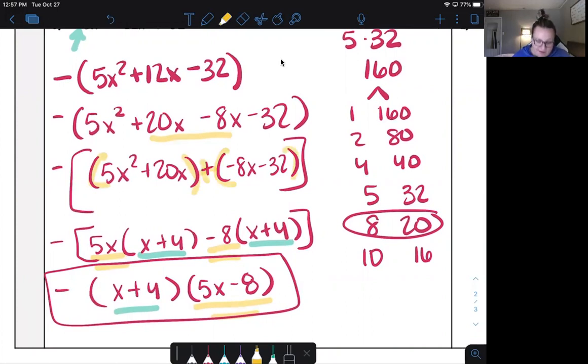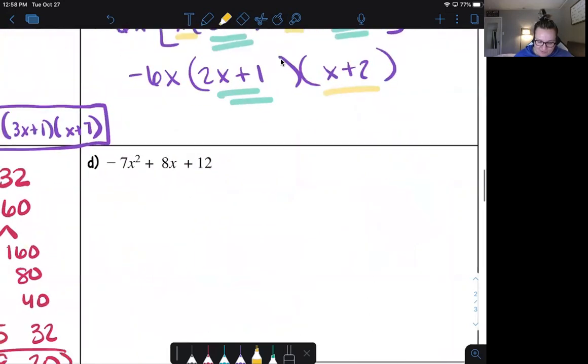Then I factor out a 5x from these two terms. I factored out a negative 8 from these two terms, which left me with x plus 4 in both of those parentheses. So the parentheses matched. So my final factors are the negative times x plus 4 times 5x minus 8. So hopefully our answers match.